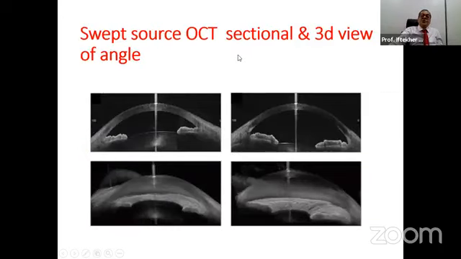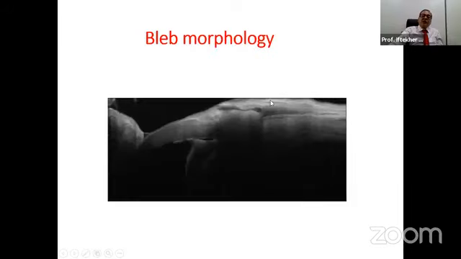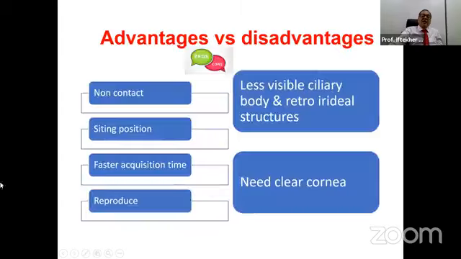The swept source OCT: these are the sectional views, and this is the 3D view. We can see the peripheral anterior synechiae. We also quantify the bleb area by the anterior segment OCT. This is before and after LPI, anterior chamber and angle structure, this is before and this is after. And now the advantages and disadvantages of the anterior segment OCT.